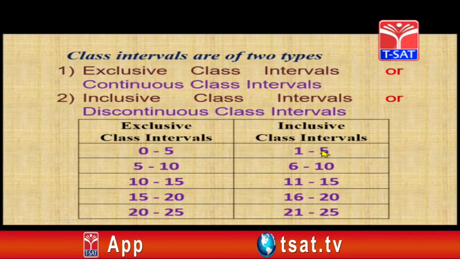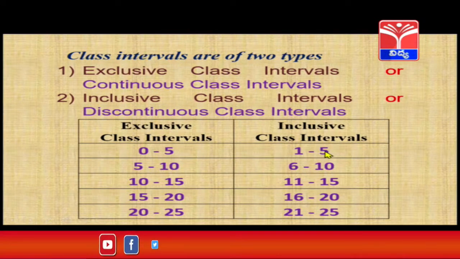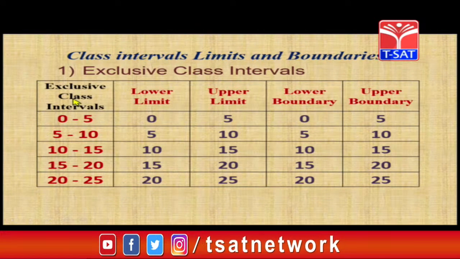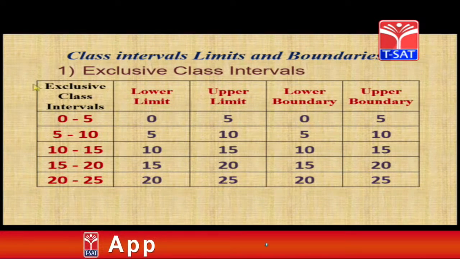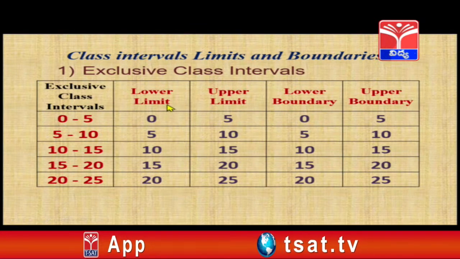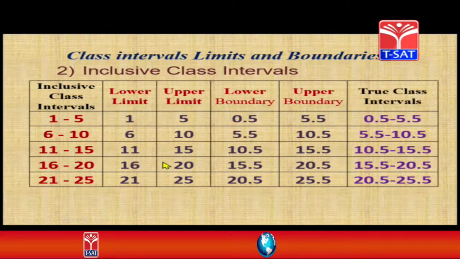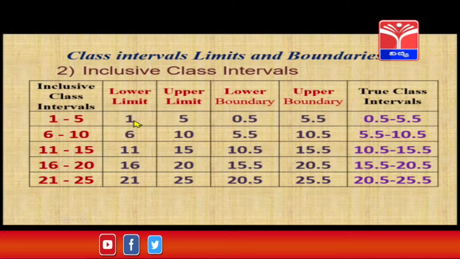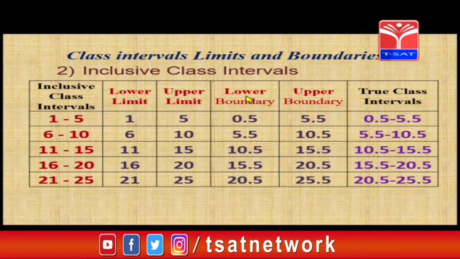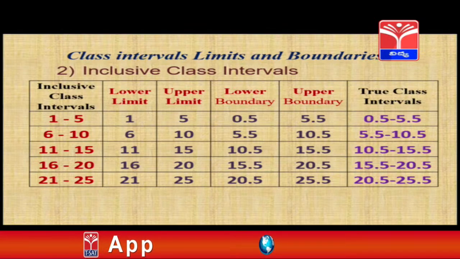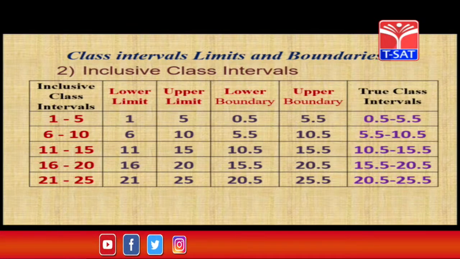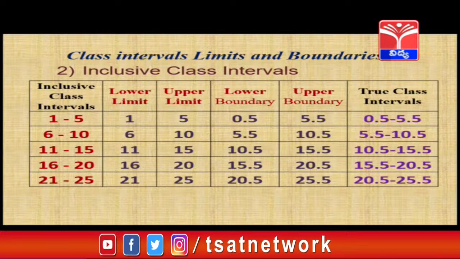So, here each and every value is included in the same group, right. Now, let us discuss their limits and boundaries. For exclusive class, there is no difference between the lower boundary and lower limit, and upper limit and upper boundary. So, here you can see 0, 0, 5, 5, is it right? But when you come to the inclusive class, lower limit is 1 here, upper limit 5, but to make the lower boundary continuous, I subtract 0.5 and add 0.5. So, it is going to become 0.5 and 5.5. So, you can see the class interval is 0.5 to 5.5. Like this you will be finding the inclusive classes.